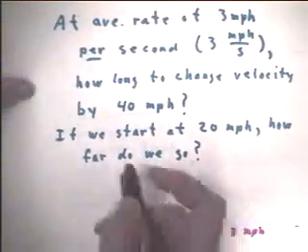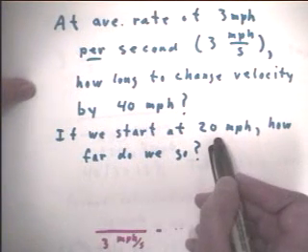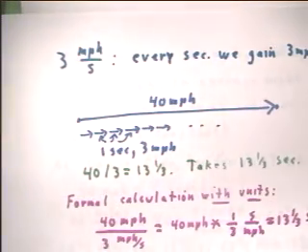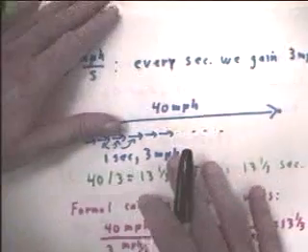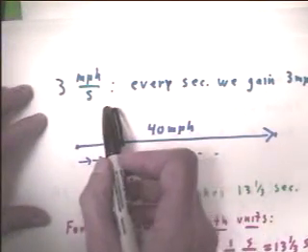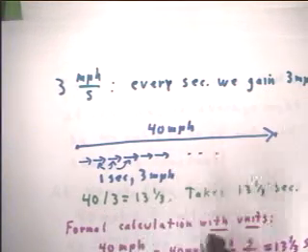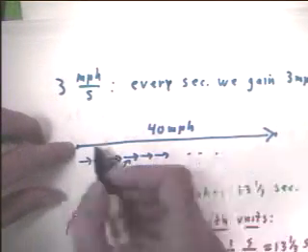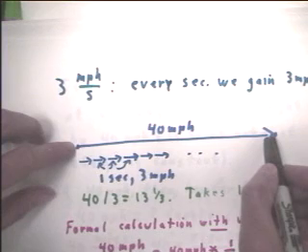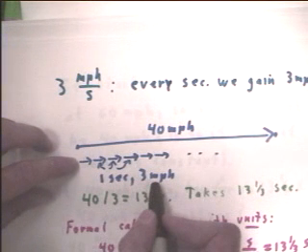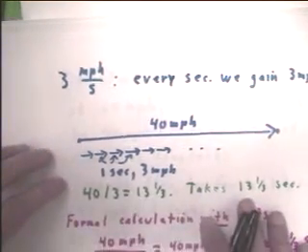Okay? And then a second question, if we start at 20 miles an hour, how far do we go? We'll see how that relates to the rate concept also. Okay, so again, 3 miles per hour per second. Every second we gain 3 miles per hour. We could draw a picture like this. We could use an arrow to indicate the 40 miles per hour that we've got to gain. And then we could use shorter arrows to indicate our 3 mile per hour gains for every second.